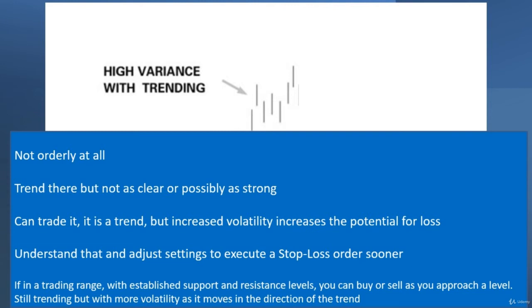But when you know that you're in a high variance with trending, you can trade that and then adjust your settings on how you might place an order, as far as what you're buying and how you're buying it. And you can execute something called a stop loss order sooner. Basically, a stop loss is where you buy something and then set a price level below it. If it falls below that price, your platform is going to automatically sell it for you so you don't experience as deep a loss.